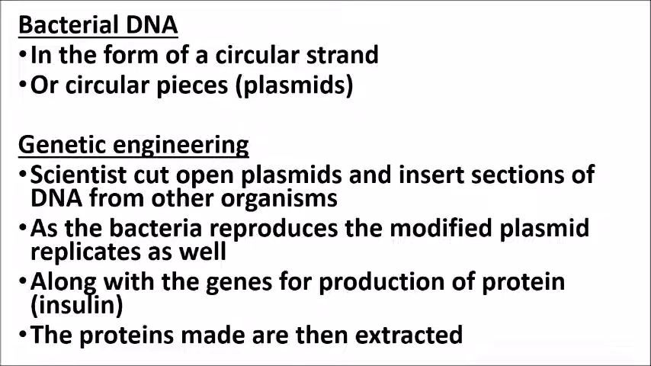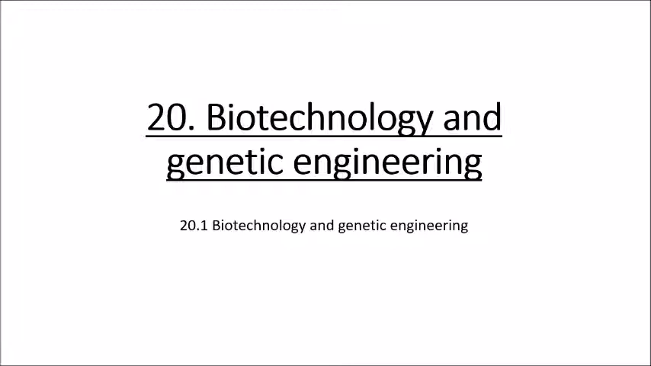So as the bacteria reproduces, it will make more bacteria with this new modified plasmid in, and that new plasmid would code for making insulin. So you'd have all these different bacteria making insulin, and a lot of it. All you have to do then is extract the insulin. Extraction usually ends with the destroying of the bacteria, but again, there's not a lot of ethical concerns there. So that's the end of 20.1, biotechnology and genetic engineering.